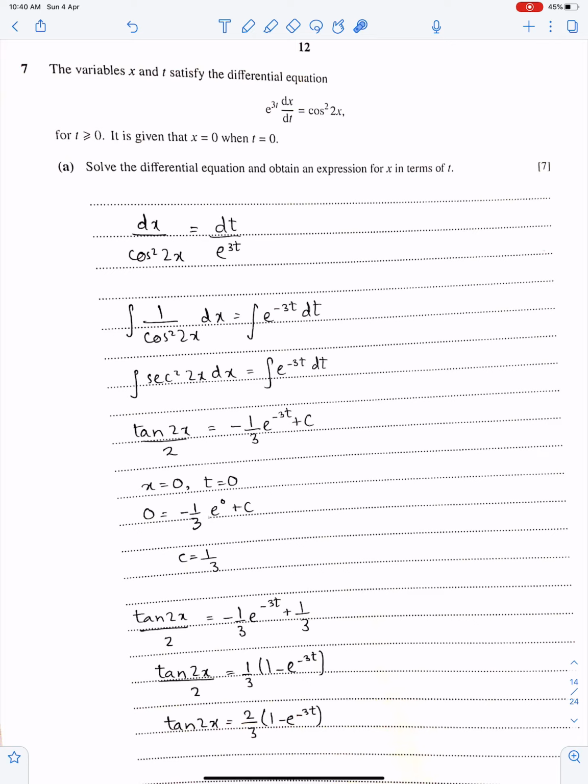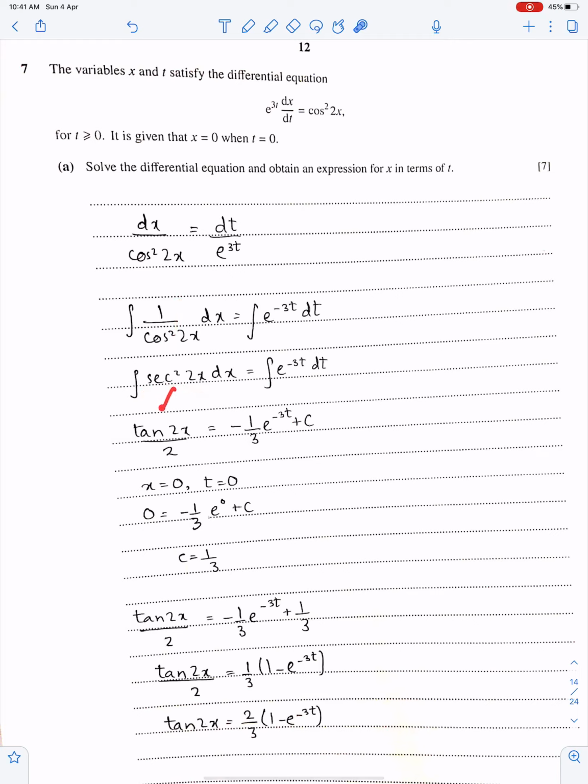This question is simple. The differential equation question. The first part is we need to do the variables separable. We need to bring 3t here and dt here, and we need to bring cos square here. So after variable separable, we have this. Now bring this cos square in numerator, e power 3t in numerator as well. So when you bring this in numerator, this will become sec square, this will become e minus 3t.